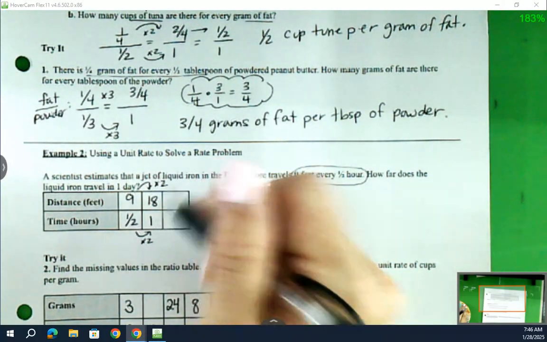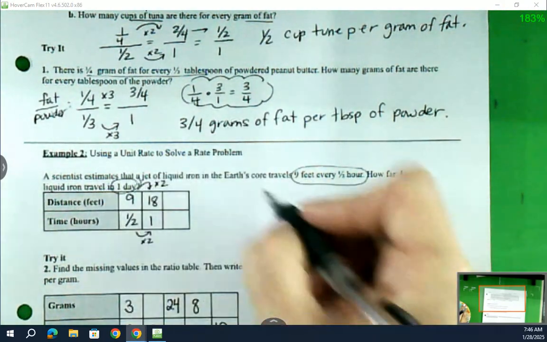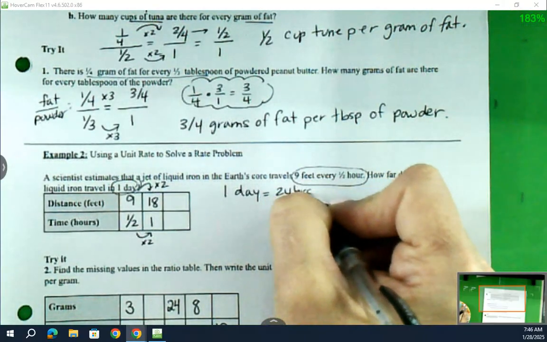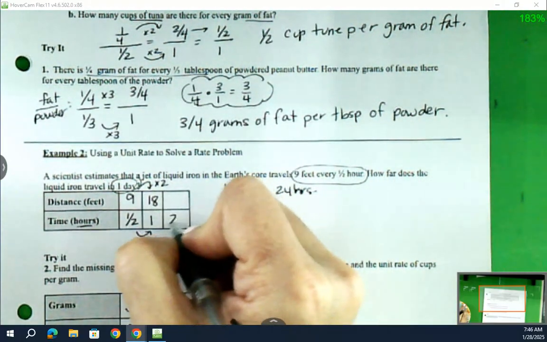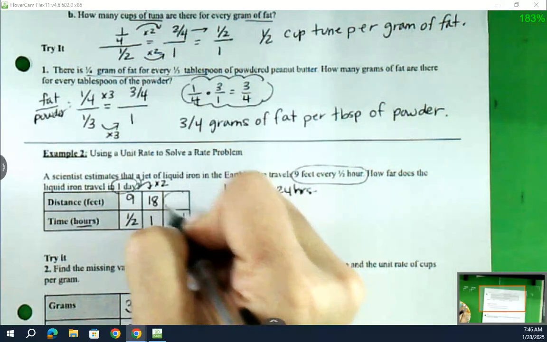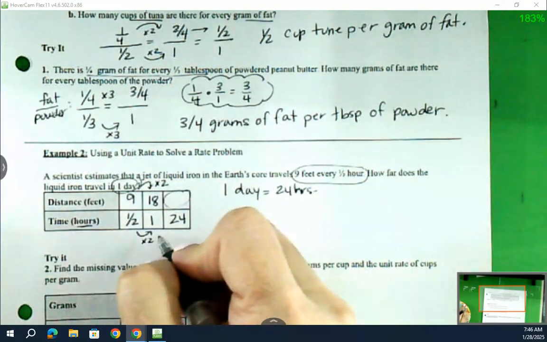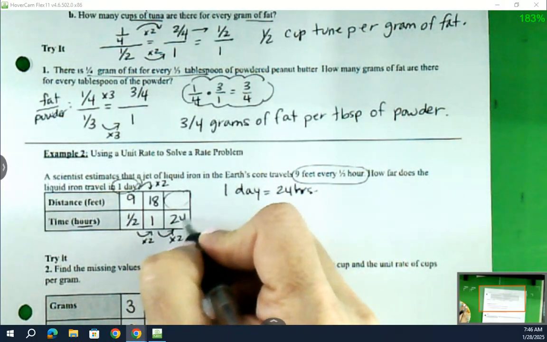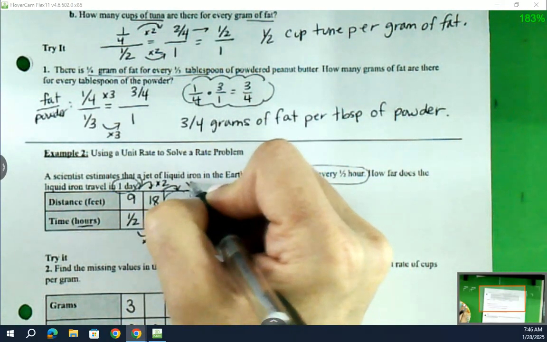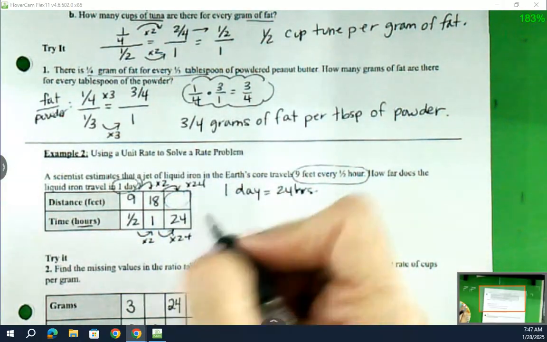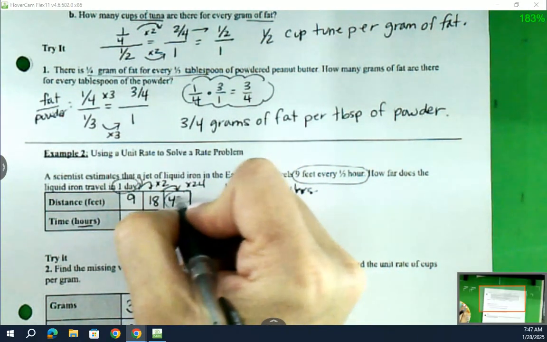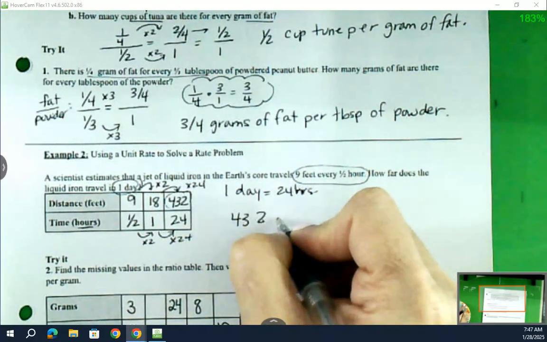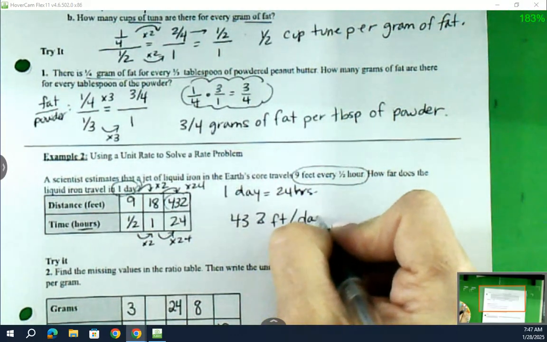And we want to know in 1 day. Remember that 1 day equals 24 hours. So we've got to keep our units straight because this is in hours. So we're going to write 24 here. And this is what the question is asking us to solve, which once we have our unit rate, we know we need to just multiply by 24. 1 times 24 is 24. So we have to do 18 times 24. And if you work that out, you'll get 432. So we would say 432 feet per day.